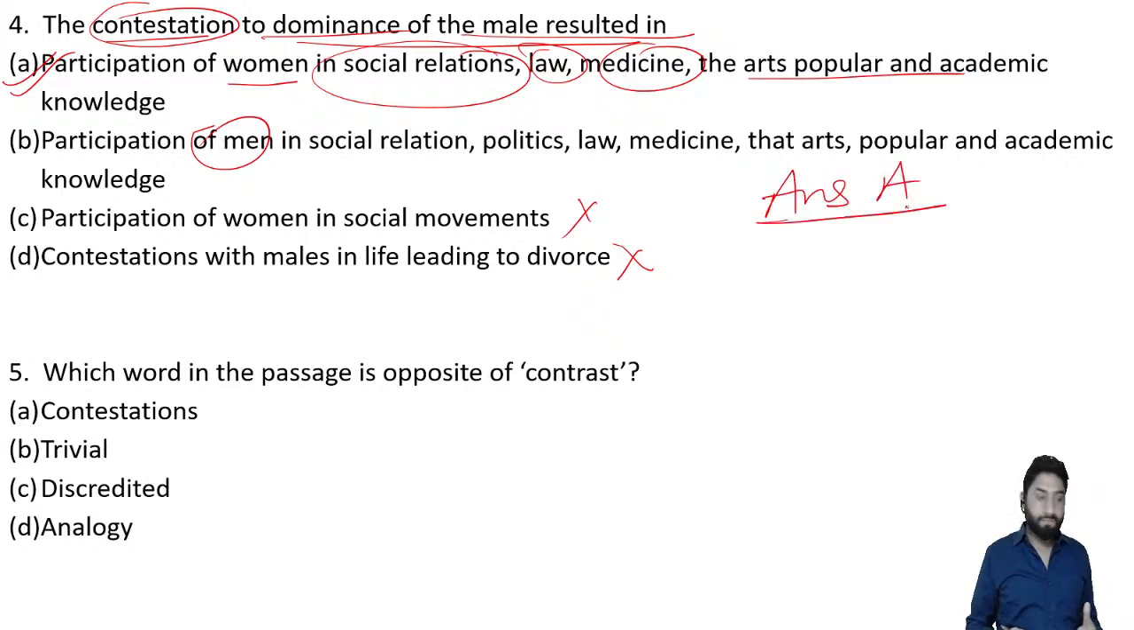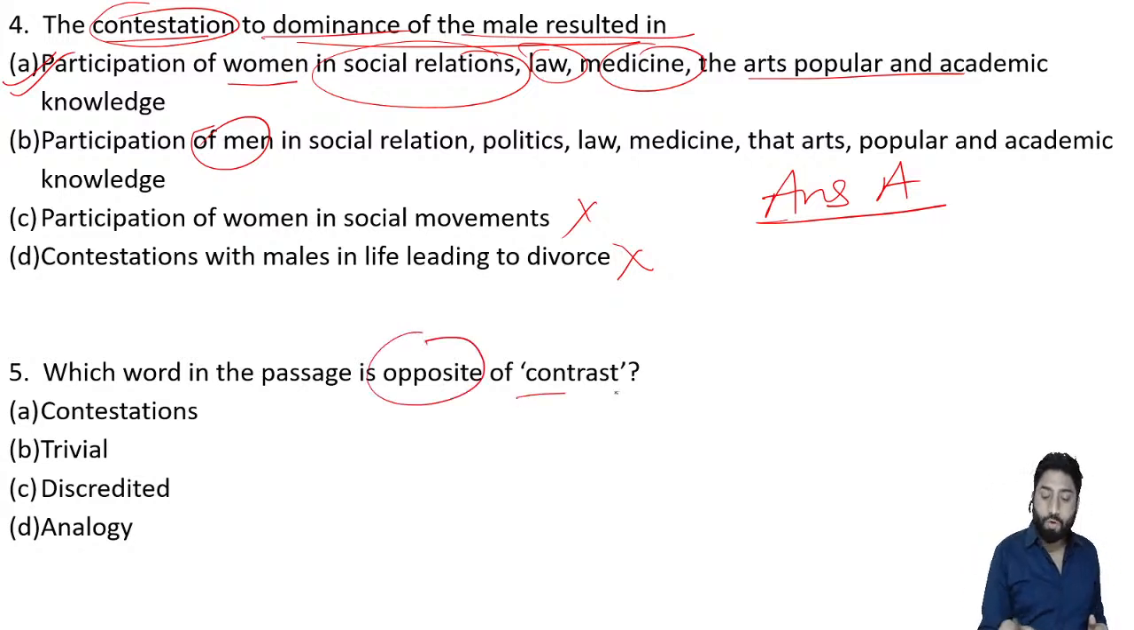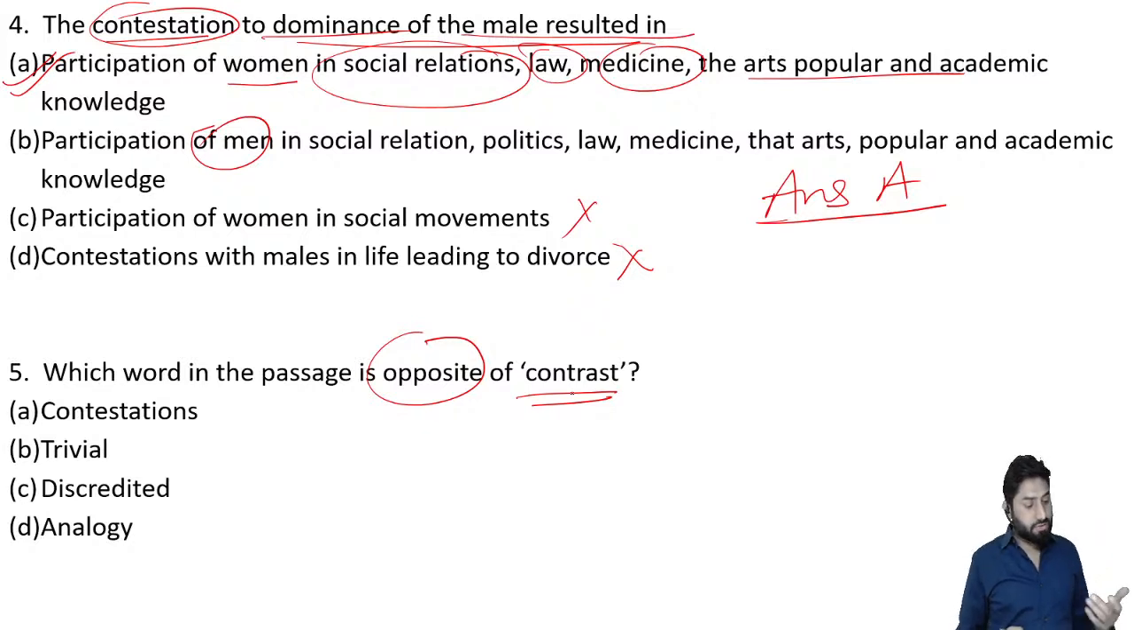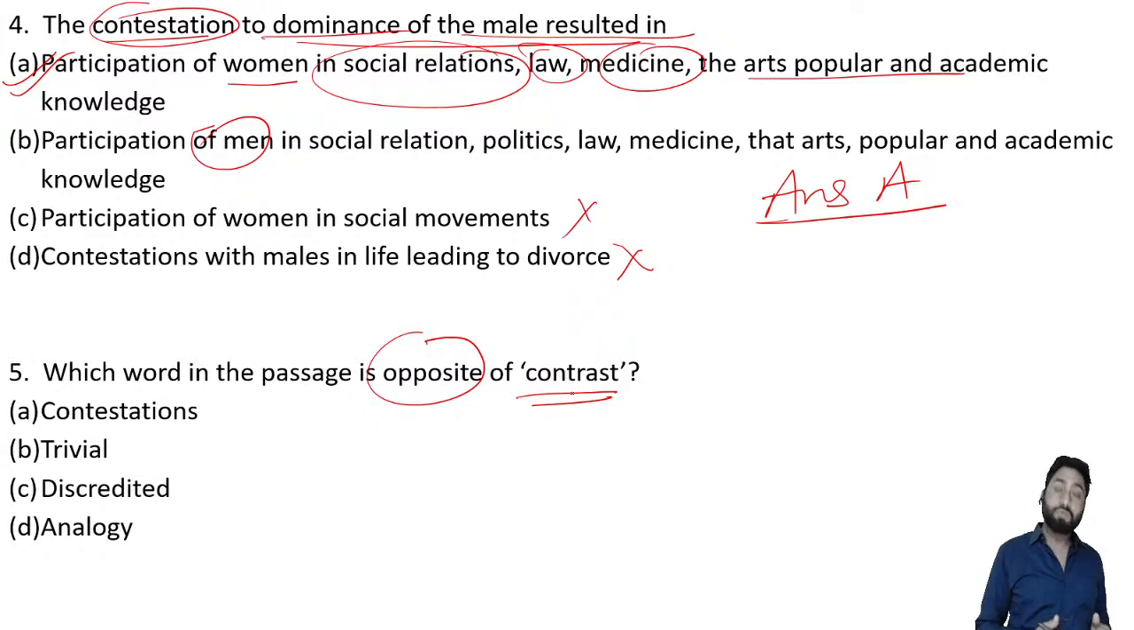That is for fourth. Fifth, which word in the passage is opposite of what? Contrast. Contrast means opposite in meaning, right? So let's see, here they are asking the opposite of contrast. Contestations cannot be the opposite, meaning contrast, so it won't be that.